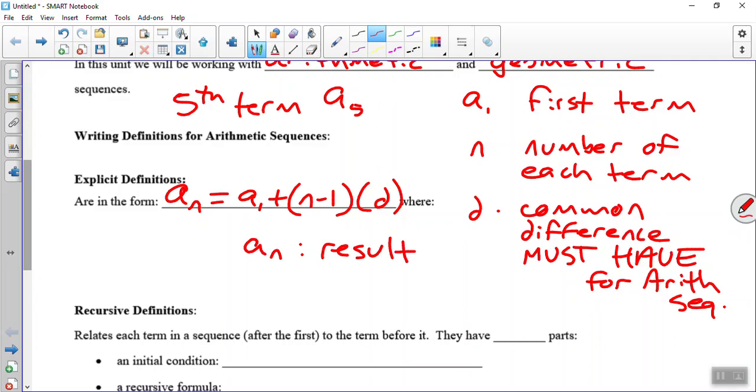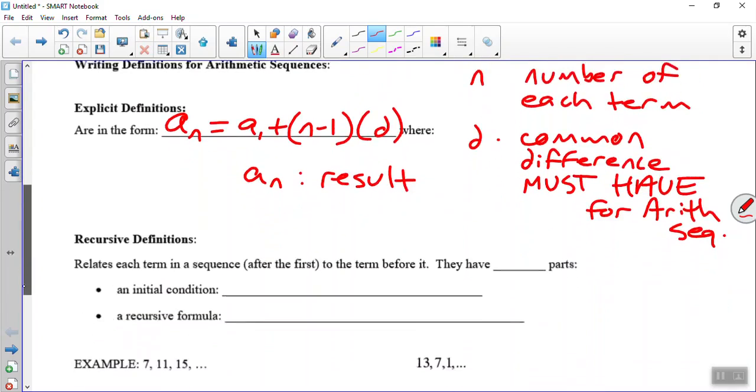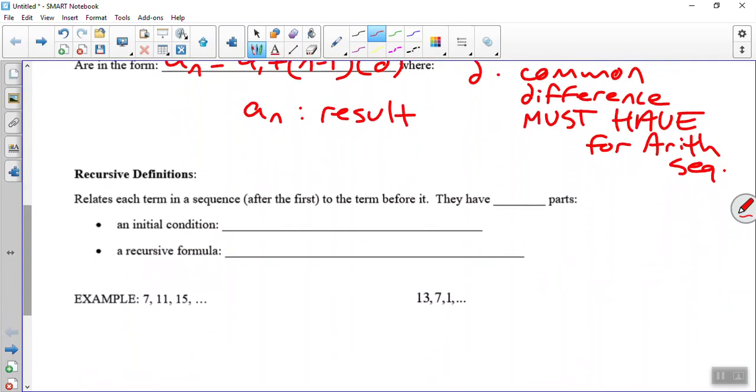In a lot of ways, you can think of this like a function where n is x and A sub n is y. You can plug any value in for n and get a value out for A sub n, or think of it like y. So you can write sequences in this form where you have an explicit definition, again more like a function, or you can have recursive, where you find each term by taking the previous term and adding some kind of difference to get to the next term. You have to have an initial condition, or A sub 1.